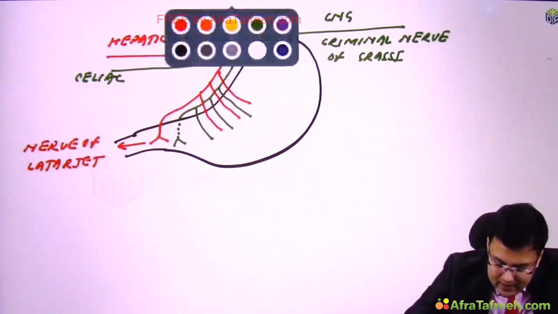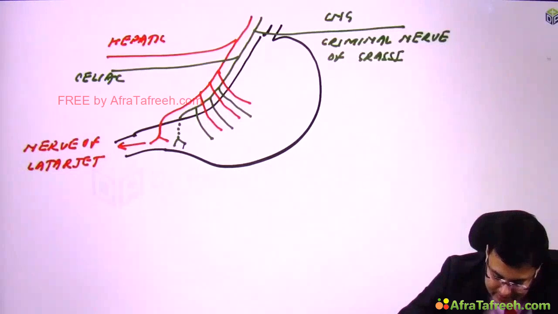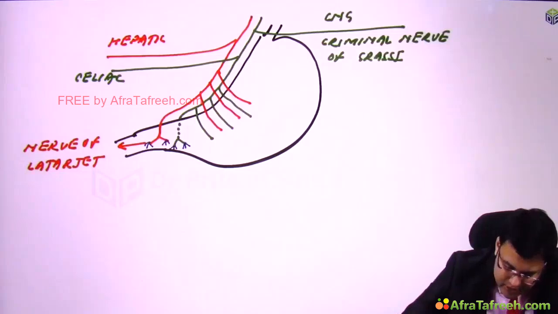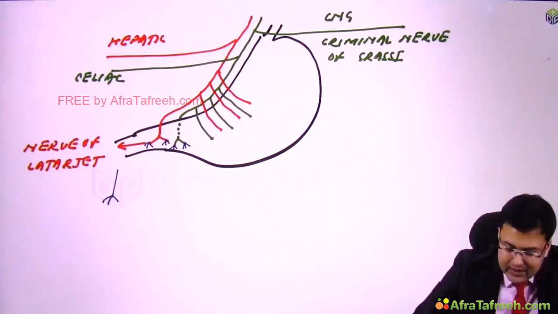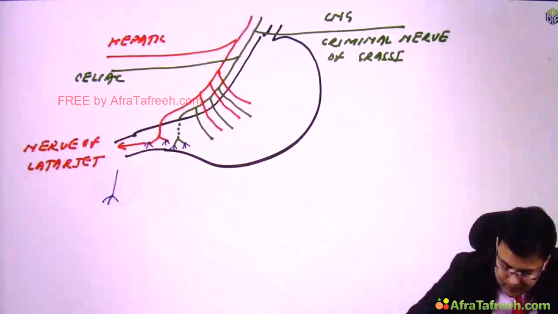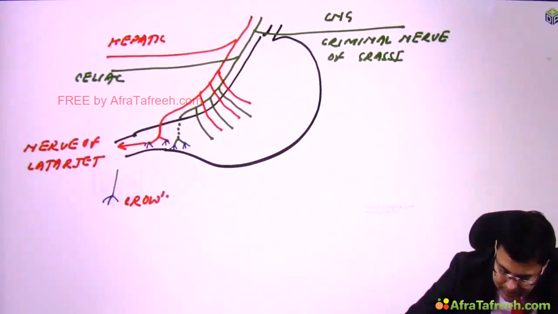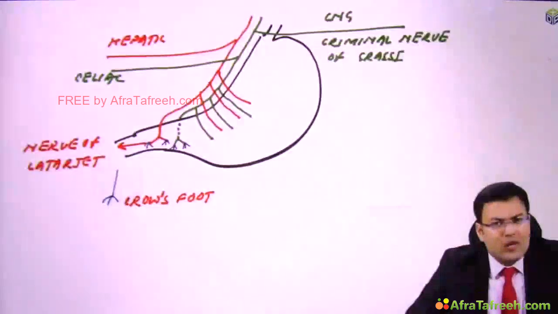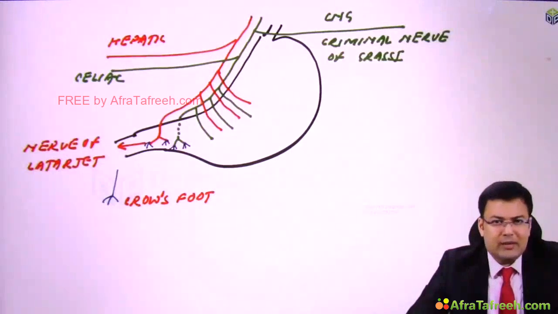After that, this nerve of Latarjet has terminal nerve endings, and these endings are something like this. Now can you see? The appearance is something like this, and this is known as crow's foot. So the terminal nerve endings are known as crow's foot. Why am I telling you this? Because I want to explain vagotomy.